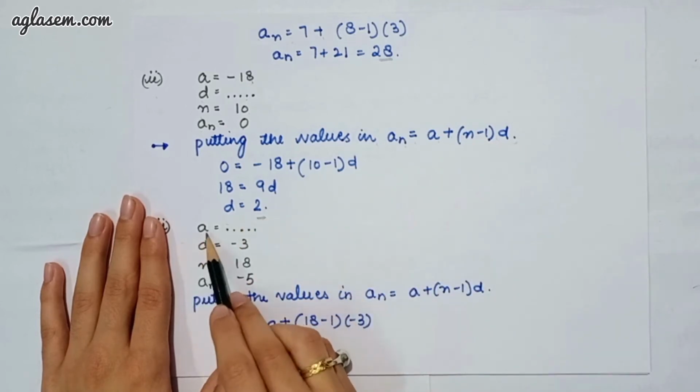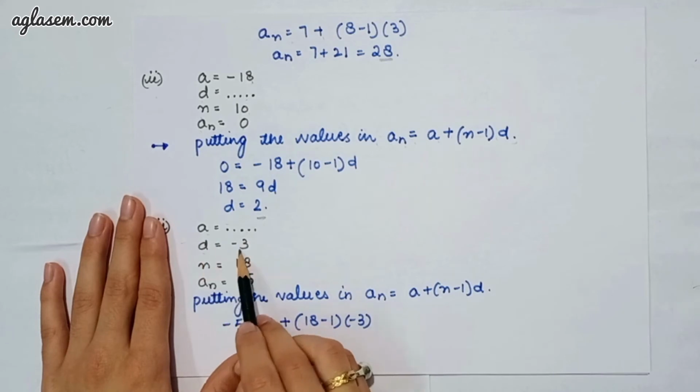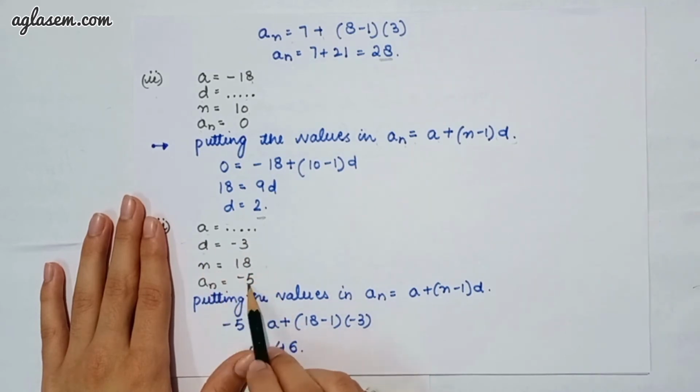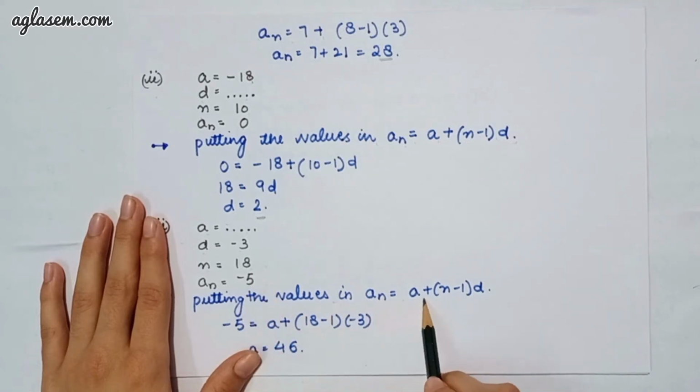The third part says A is not given to us. D is given, that is minus 3 and N is given, that is 18. AN is given, that is minus 5. Again we have to put the values in AN is equal to A plus N minus 1 into D. It will give you A as 46.